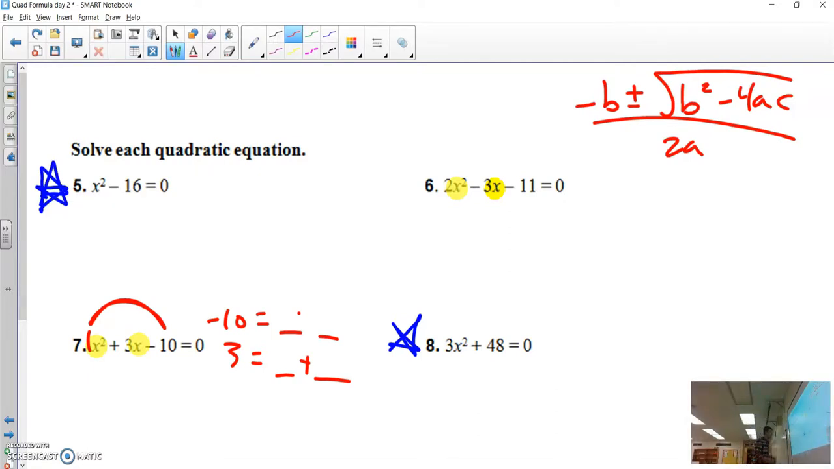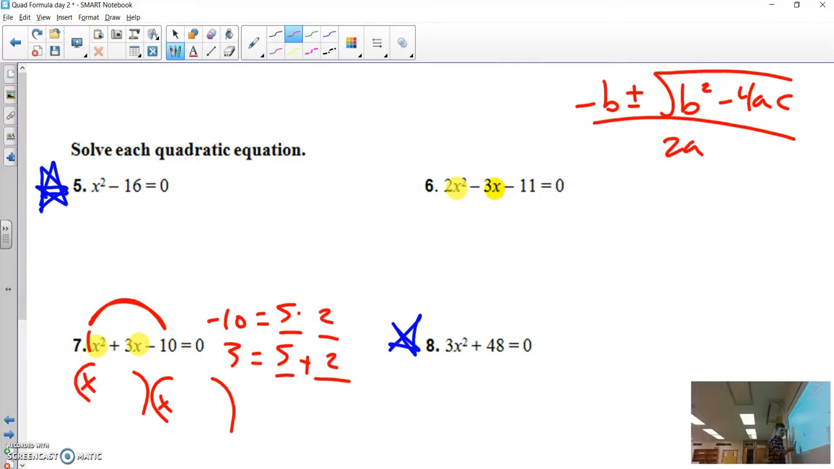So we have a factor set up of x and x. And if you've thought about this problem for a moment, what multiplies to be 10? Either 10 and 1 or 5 times 2. But we got to get -10. One of them's negative. And you also got to get them to add to be 3. So 5 times 2 is 10.